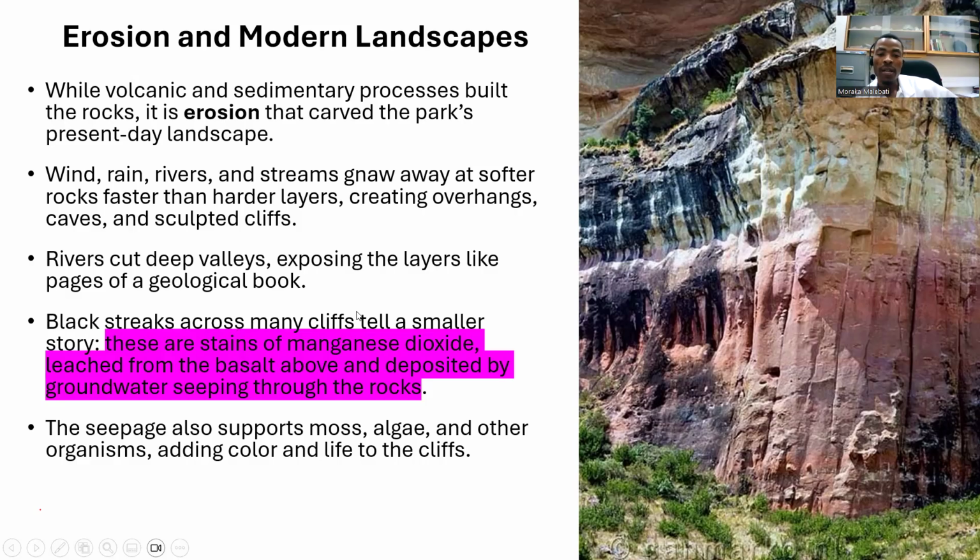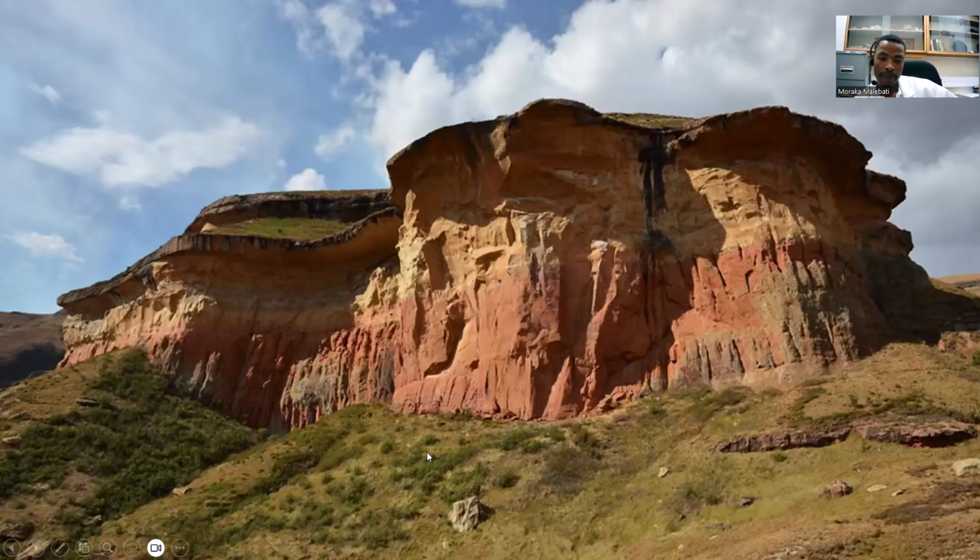Black streaks across many cliffs tell a smaller story. These are stains of manganese dioxide leached from basalt above and deposited by groundwater seeping through the cracks in the rocks. The seepage also supports moss, algae, and other organisms, adding color and life to the cliff.